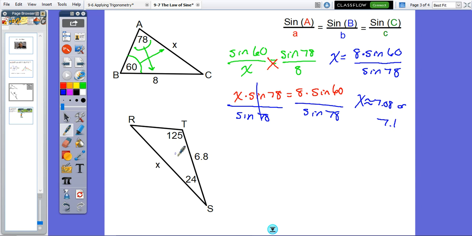All right, so try this one right here. Looking at this one down here, we have the angle and its opposite side that we're looking for. But look at this.